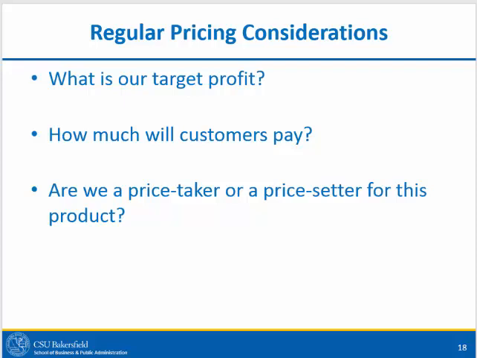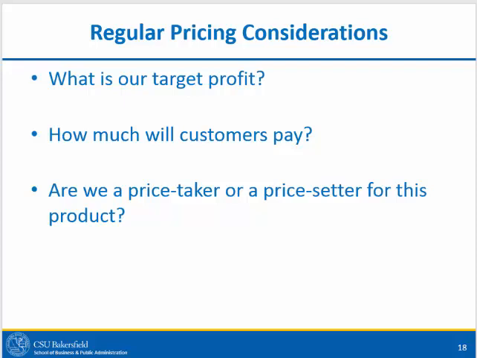So the regular pricing considerations include, first of all, what is our target profit? If you have a very high profit target, normally you will have a high price as well. And how much will customers pay? Because it doesn't mean that you can charge a customer whatever price for a certain product. Sometimes you have to figure out if the customers can afford the products. And the last one is, are we a price taker or price setter for this product?